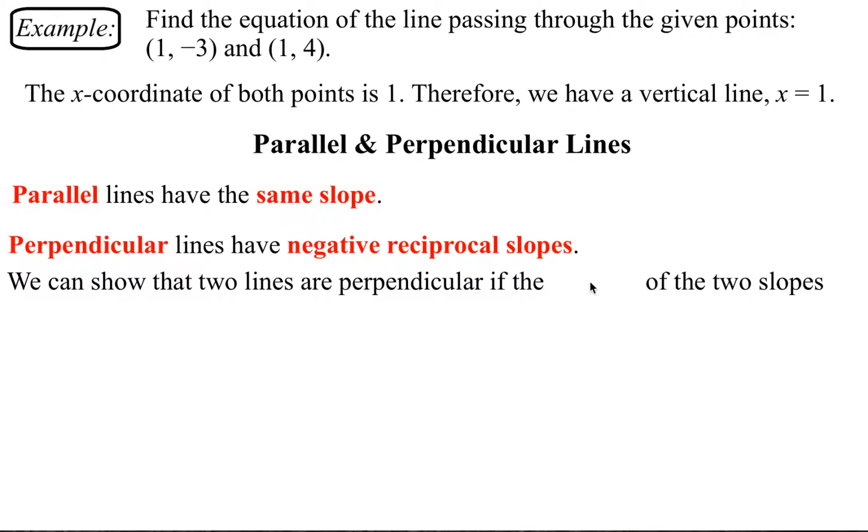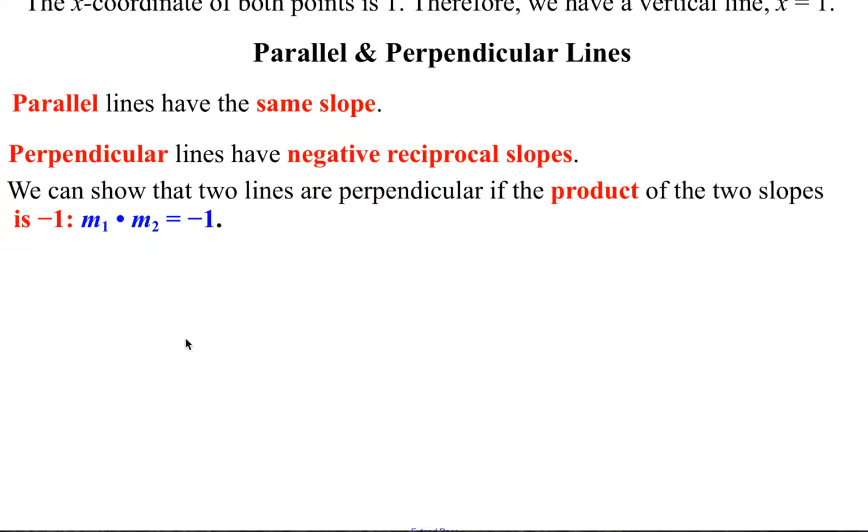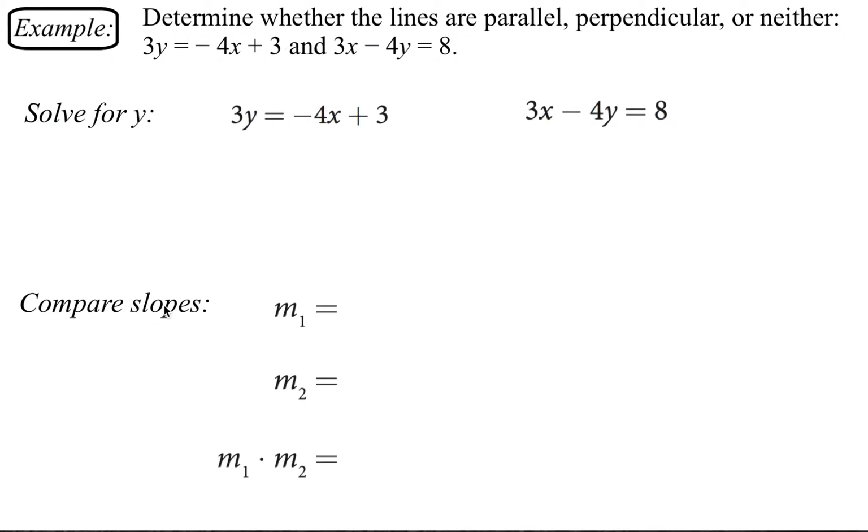We can also show that the lines are perpendicular if we take the product of the 2 slopes and we get -1. It's another way of showing that lines are perpendicular. So here's an example. Let's decide whether these 2 lines are parallel, perpendicular, or neither. The first thing you want to do is solve for y. If you put it in slope-intercept form, it's very easy to tell whether they're parallel, perpendicular, or neither.